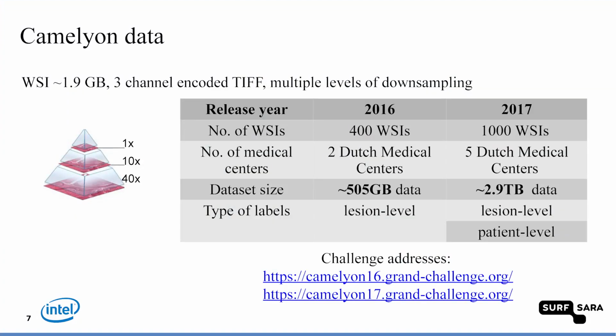Here, the types of labels, I said, is lesion level. Here, this is a pixel level annotation. In 2017, they also have this patient level annotation. So they want your model to predict the stage of the cancer that the patient is in. We just looked at lesion level so far. So this is ongoing research.